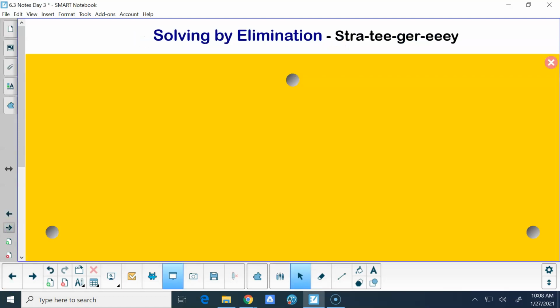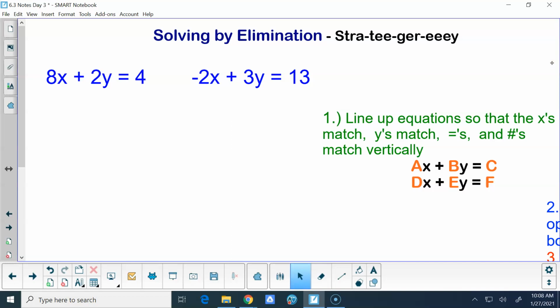All right, so let's go over the strategy that we have for solving by elimination. It's going to be some of the same steps that we had when solving with substitution, but there's going to be a few that are different. So the first step is you want to line up the equations vertically. So you want your x's to be in a column, your y's in a column, your equal signs in a column, and your numbers in a column, so that everything is vertical.